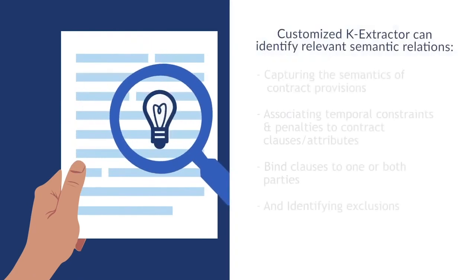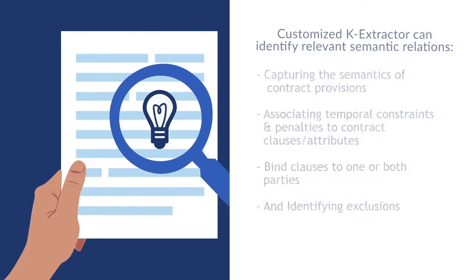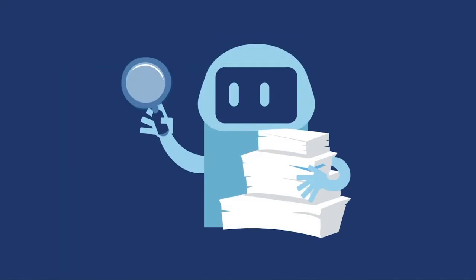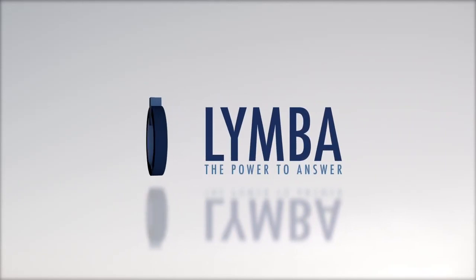This includes capturing the semantics of contract provisions, associating temporal constraints to contract clauses, binding clauses to one or both parties, and identifying exclusions. Finally, machine learning classification models are able to label entire paragraphs for ease of categorization and observation. Hopefully, you now have a better understanding of how comparative semantics and analytics can be turned into actionable knowledge.